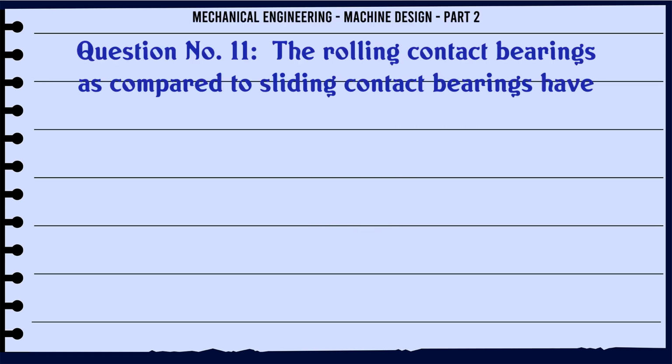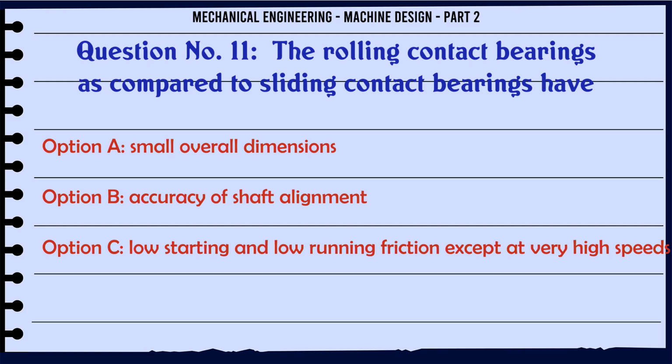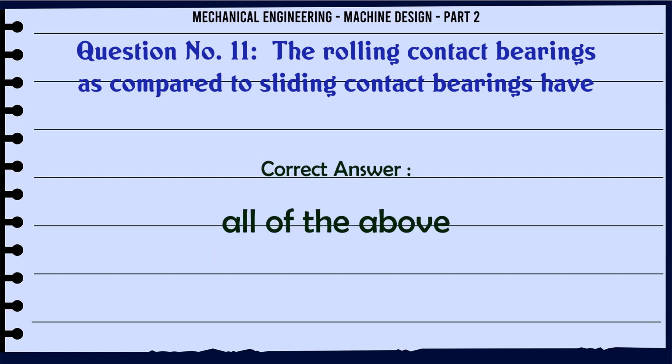The rolling contact bearings as compared to sliding contact bearings have A. small overall dimensions, B. accuracy of shaft alignment, C. low starting and low running friction except at very high speeds, D. all of the above. The correct answer is all of the above.